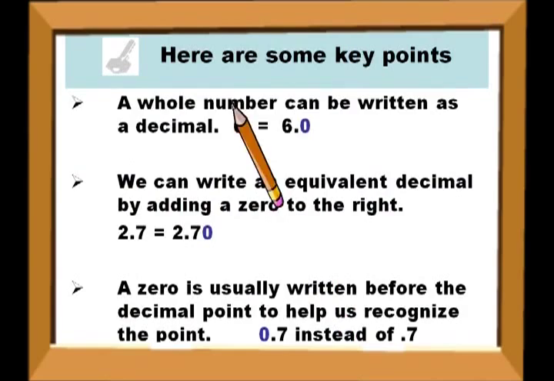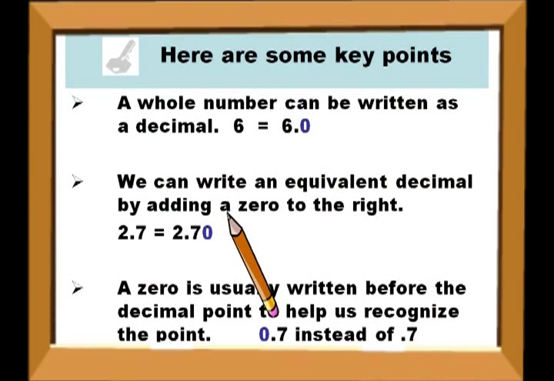Here are some key points. A whole number can be written as a decimal. 6 equals 6.0. We can write an equivalent decimal by adding a zero to the right. 2.7 is equal to 2.70. A zero is usually written before the decimal point to help us recognize the point: 0.7 instead of .7.